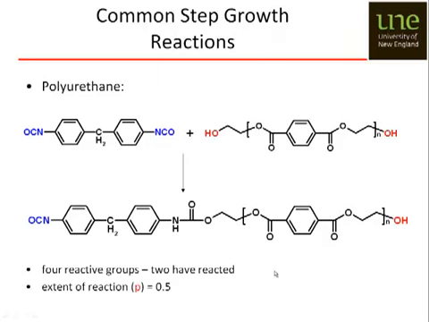Now, in this illustration, you'll see that we started off with 4 reactive groups, and 2 of them have reacted, and we can define a term called extent of reaction, which in this case is trivially 0.5. So our reactive functional groups at the end divided by our reactive functional groups at the beginning is 0.5, and for obscure reasons we give that the symbol P.